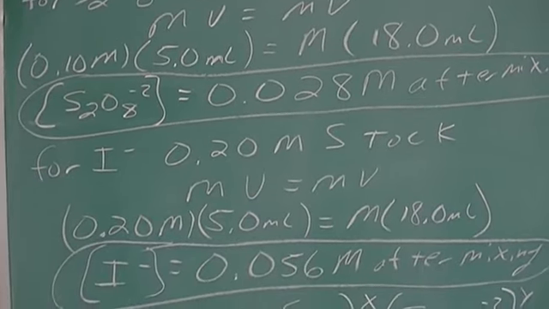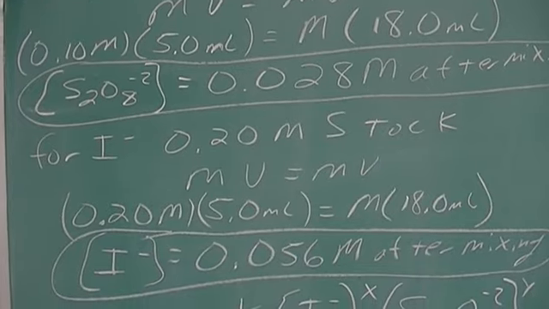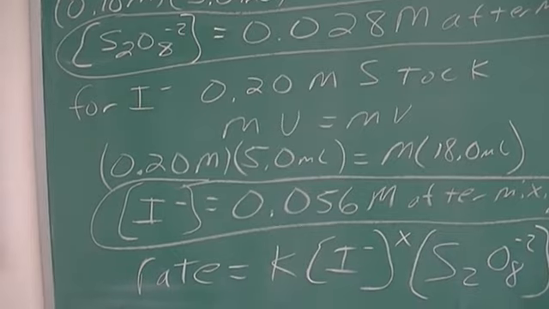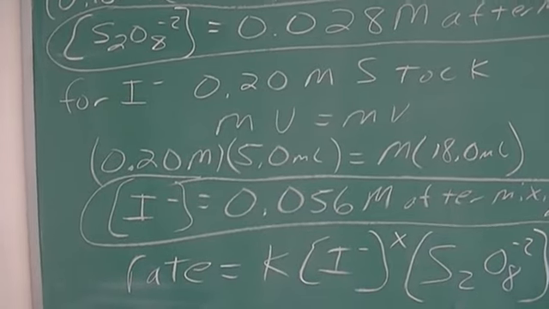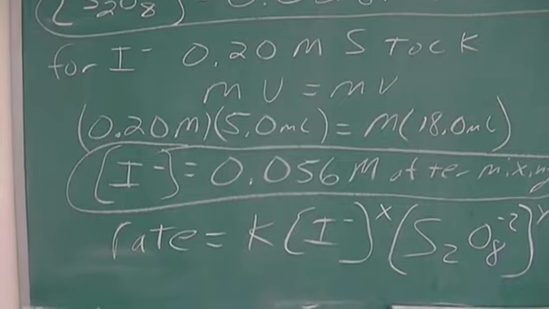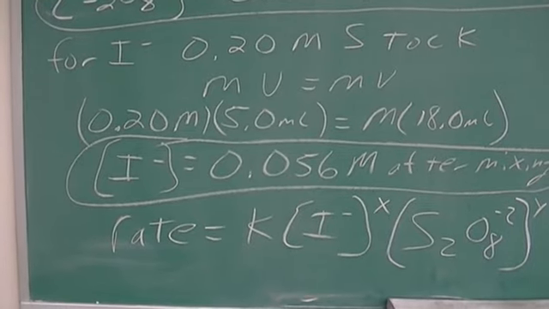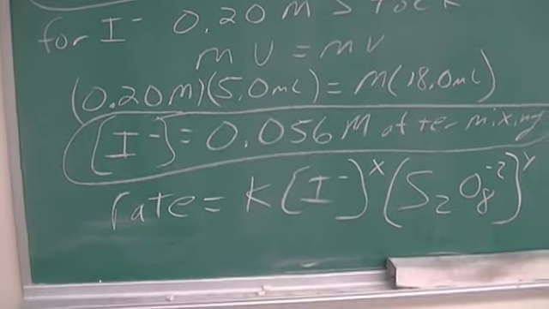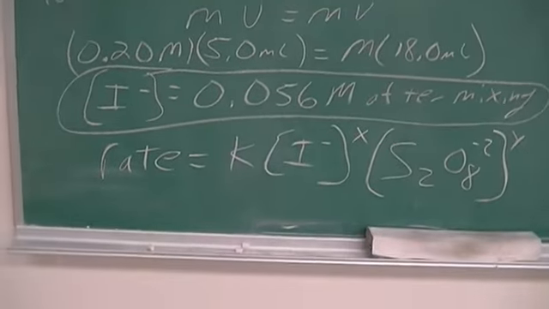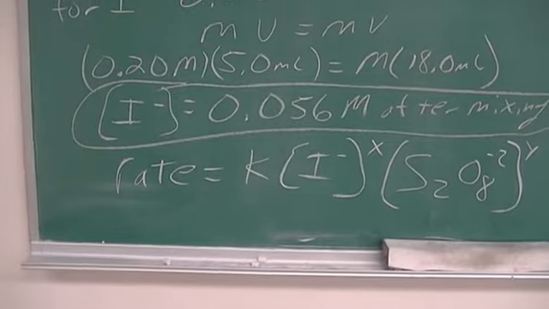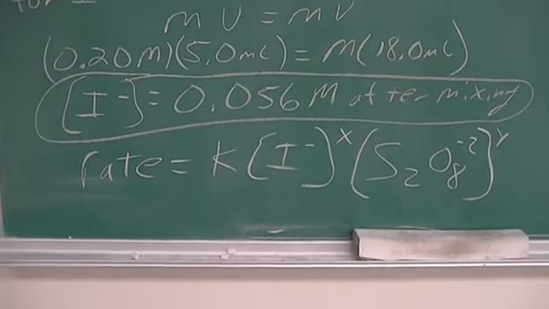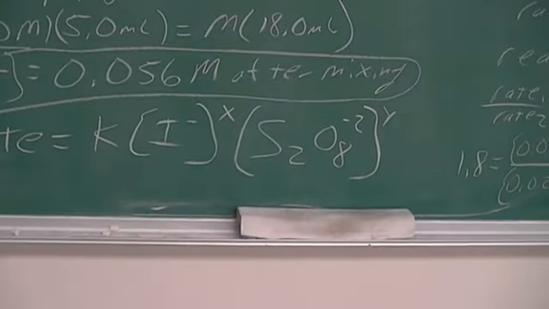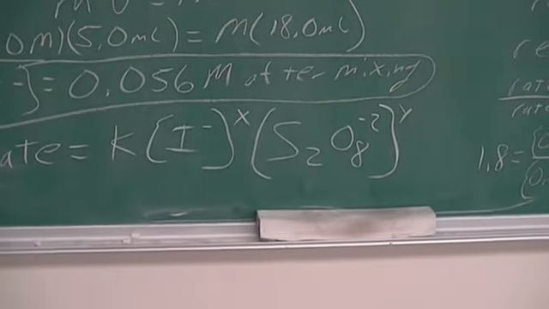For your I minus, the stock solution was 0.2. Then after mixing, you took your 0.2 molar, 5 mils of that. What is it now that it's 18 milliliters? Your I minus concentration is 0.056 molar after mixing. So the rate law that we are determining from this lab is rate is equal to K, your I minus concentration raised to the X power, your S2O8 minus 2 concentration raised to the Y power.